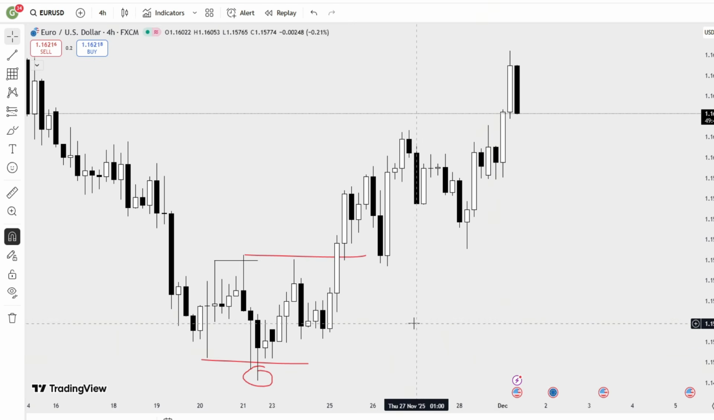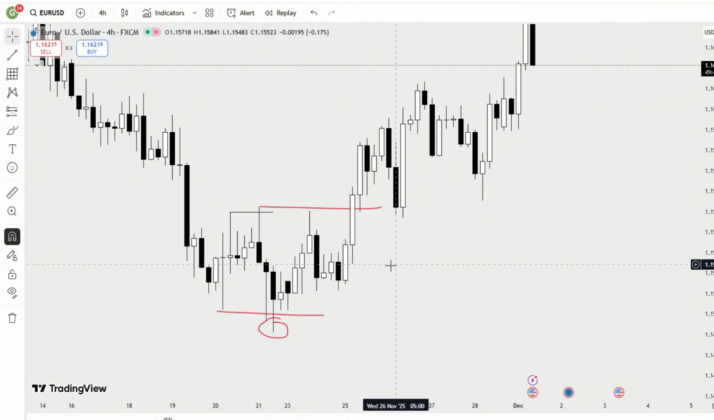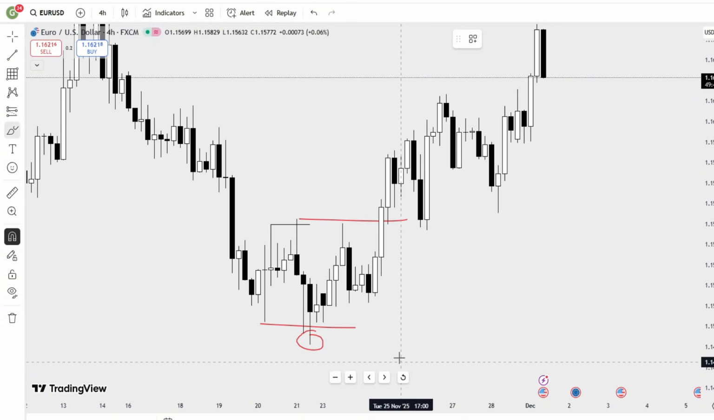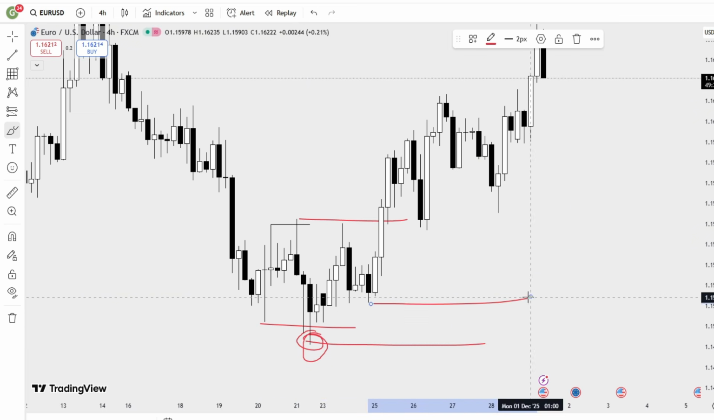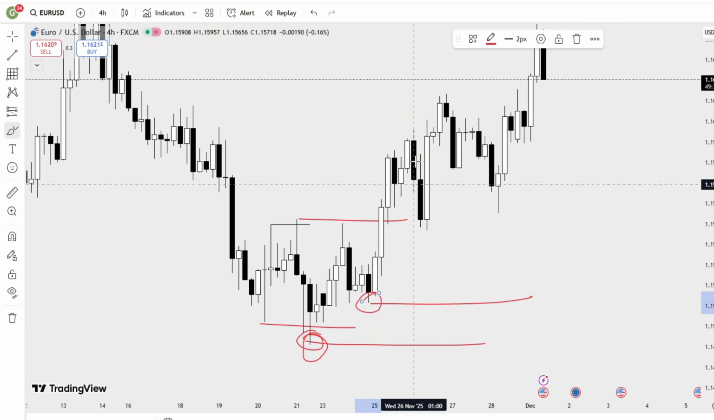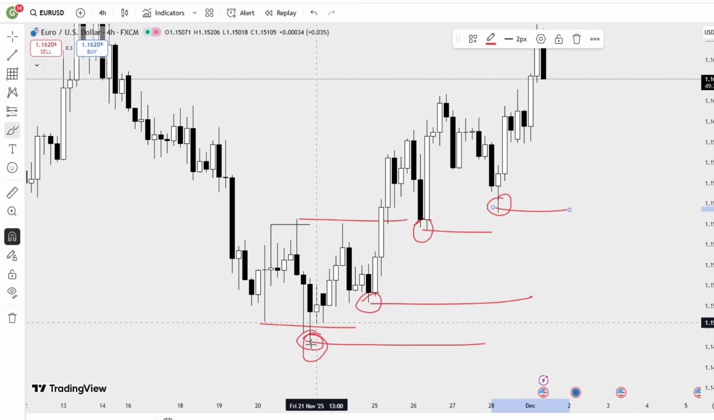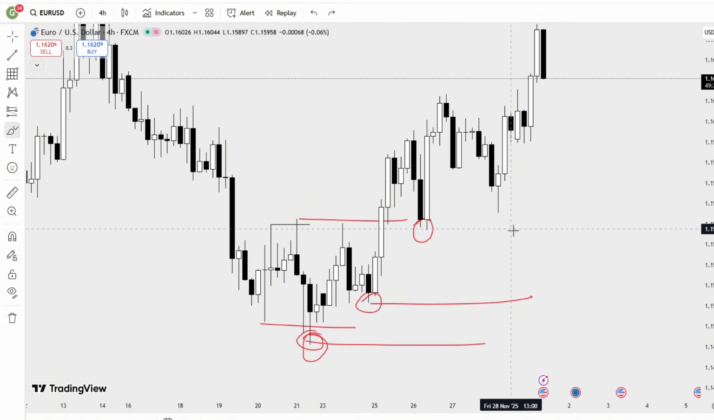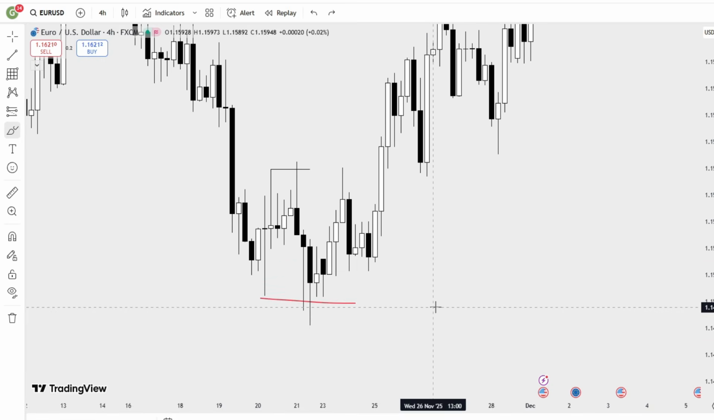But in order to reverse down, we need to lose the valid low, okay? In this case, the valid low is this, right here. And after that is this valid low here. And after that is this valid low here. And after that is this valid low. So the order flow is going up, right? So this is one way to see your bias.